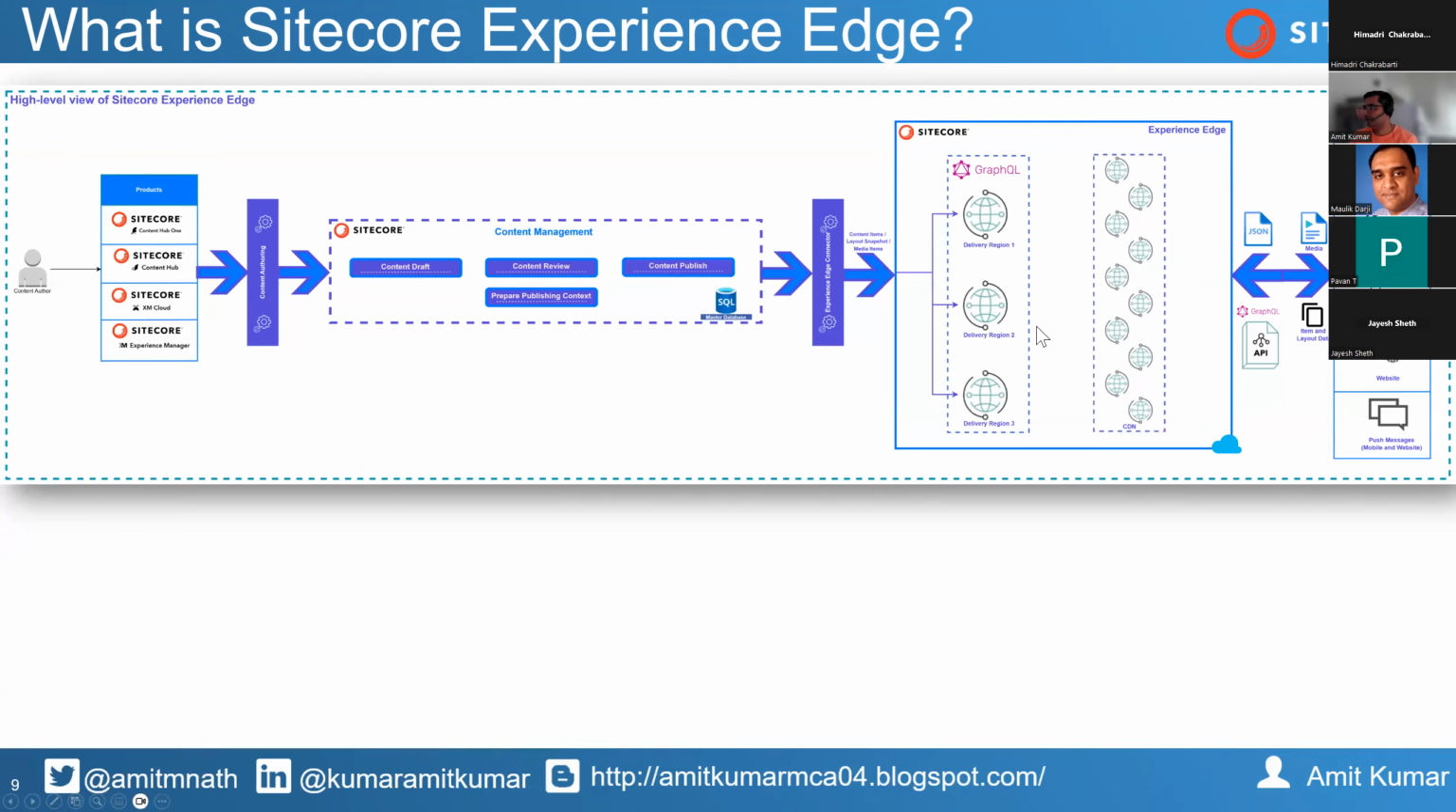You can see that there are different delivery regions, and the data is exposed via a CDN, and we have a GraphQL server. So we are not giving raw data from the Experience Edge. Sitecore is giving you type-safe data, so that you can save bandwidth while accessing the data. That is also a plus point.